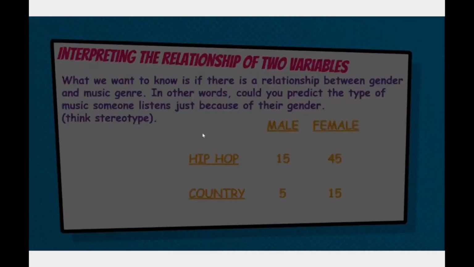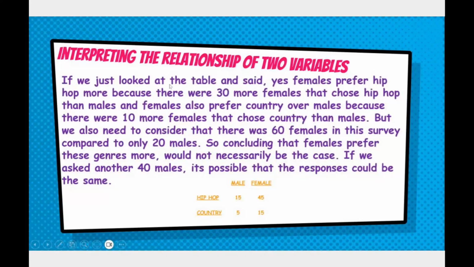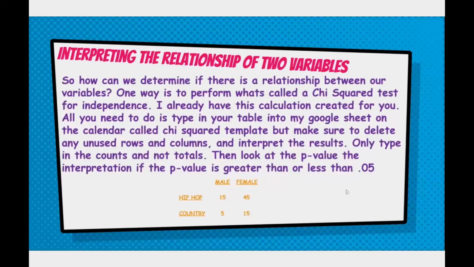Or think about stereotypes. If we just look at this table and said yes, females prefer hip hop more because there are 30 more females that chose hip hop than males, and females also prefer country because there are 10 more females that chose country than males, we need to consider that there were 60 females in this survey compared to only 20 males. So concluding that females prefer these genres more would not necessarily be the case. If we asked another 40 males, it's possible that the responses could be the same, proportion wise. So how can we determine if there's a relationship between our variables?